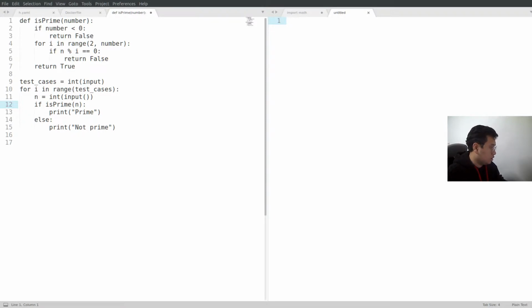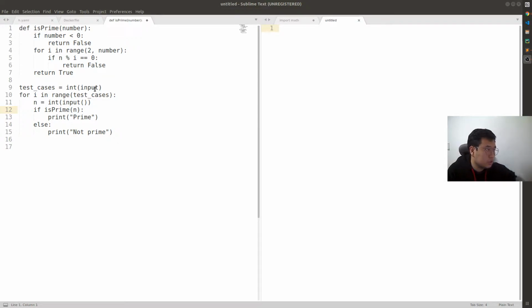In here, you can see what I have done. It's simply the same thing that I have told you. I'm just checking, is it a prime number? What this function does is check the number. Is it below 0? Because if it's given a number below 0, it is definitely not a prime number, right?